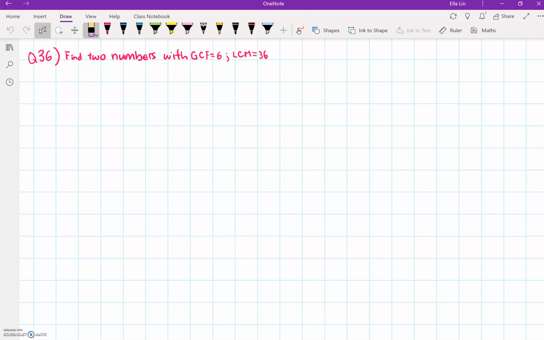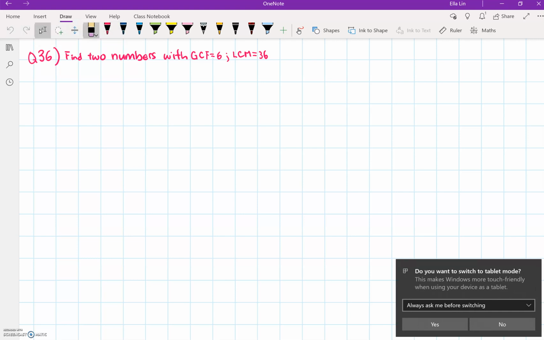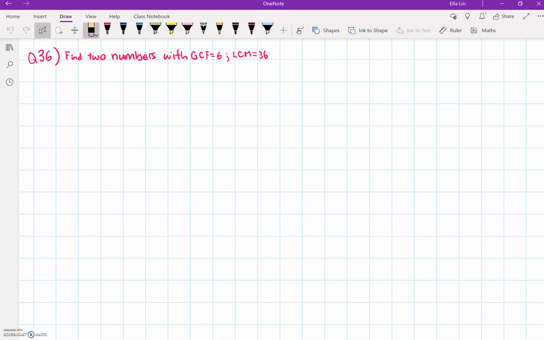I might not make a video for every homework question, but for something like this, I'd like to explain for us together. So find two numbers with GCF of 6 and LCM of 36. So the first thing we're going to do here, let's find two numbers with greatest common factor of 6. Okay, so we have a lot of options, but let's see what are the first things that come up.